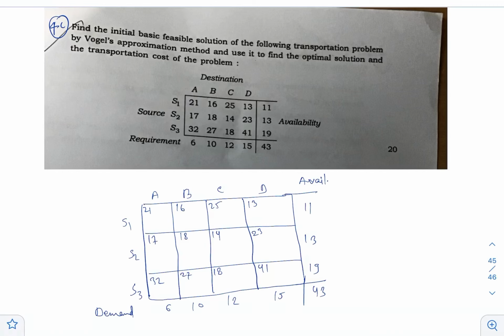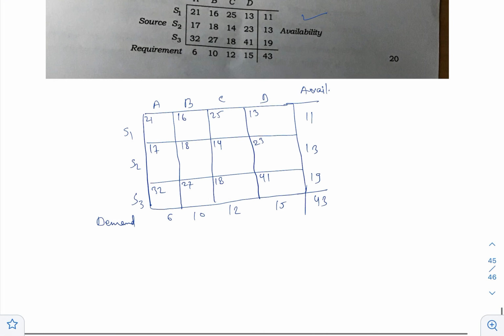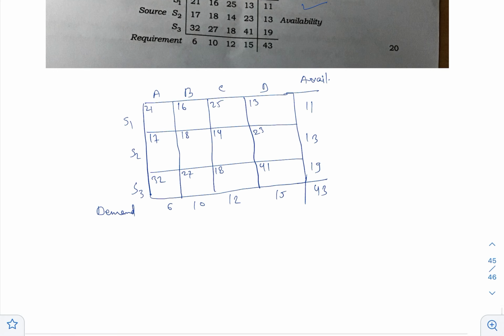Hello everyone, this is Nihal and let us solve the question 4C of paper 2 of mathematics optional UPSC Civil Service Examination 2022. It says that use the Vogel's approximation method to calculate the initial basic feasible solution of this given transportation problem and also use the initial basic feasible solution to obtain the optimal solution of the given transportation cost problem. So let us solve this.